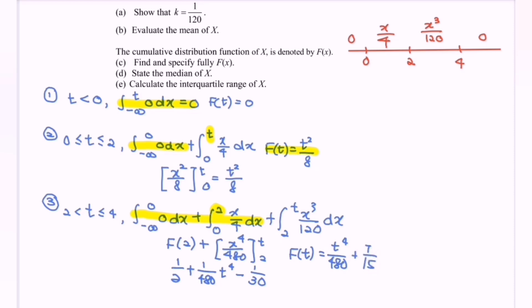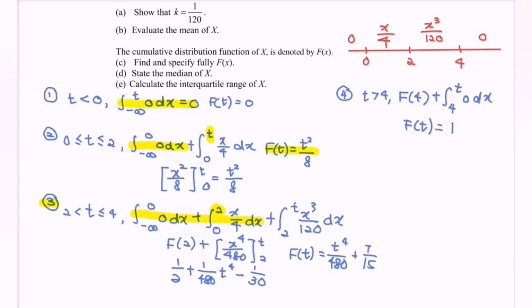Next, for the final part, part number 4. Limit t is greater than 4. So we can write the situation f(4). It represents the whole part for part number 3, plus the integral starting from 4 until t of the function 0 dx. So if we substitute 4 into part number 3, we will obtain f(t) equals 1.